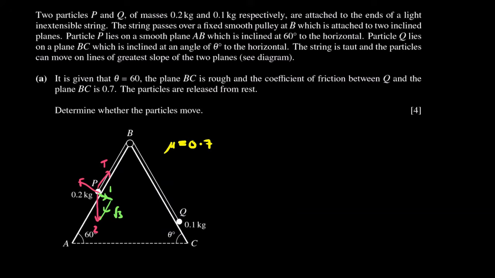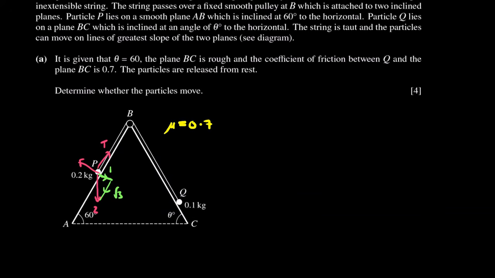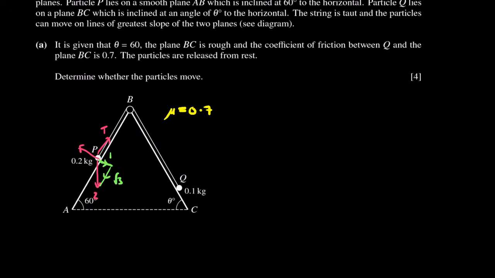Well, let's have a quick look at Q as well. Q, again, what we've got is the weight acting vertically down, and that's going to be 0.1 times 10, so that's 1. There's a normal reaction force perpendicular to the plane. I'm going to call that R. And there's a tension acting like that up the plane. And of course, there is going to be a friction, but at the moment, I'm not going to draw the friction on. I'm going to leave that as it is.